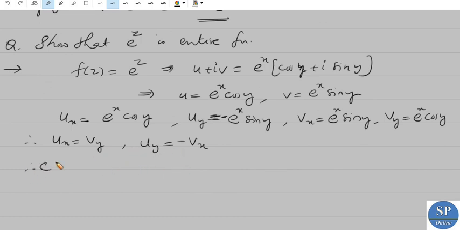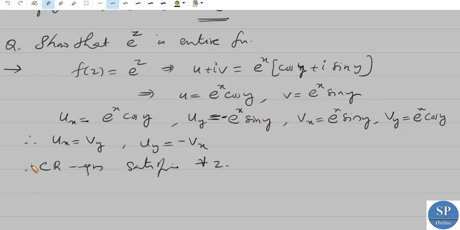Therefore the Cauchy-Riemann equations are satisfied for all z. That is, u and v satisfy the Cauchy-Riemann equations at every point of the complex plane. Also, u and v are continuous functions because e^x is a continuous real function and cos y is also a continuous real function. So u is continuous, v is continuous, and ux, uy, vx, vy are also continuous because exponential and trigonometric functions are continuous.